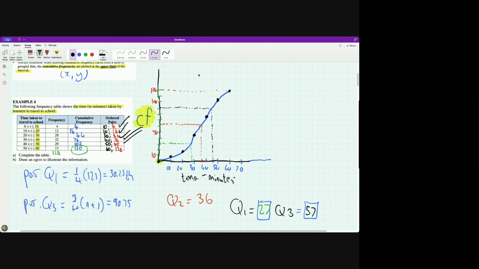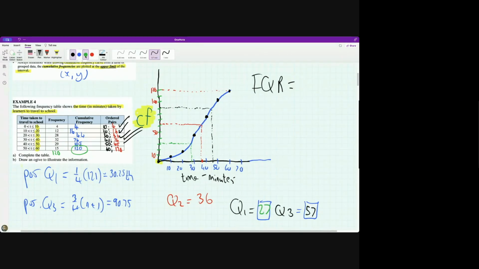Now, I want you to work out an estimate for what's called the interquartile range. Can you remember what the interquartile range is? How can you use these estimates to help you find the interquartile range? Okay, so the question is, so why 57 for Q3?